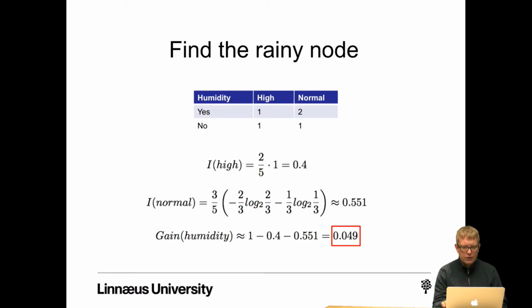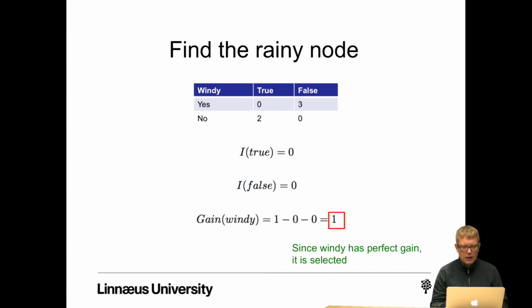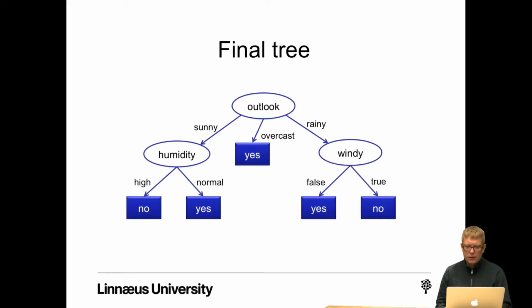And the third attribute is windy. And now we see that windy is actually a perfect separation. If windy is true, we have 0 in yes, 2 in no. If windy is false, we have 3 in yes and 0 in no. So windy has perfect gain, we select windy, and the remaining tree looks like this.